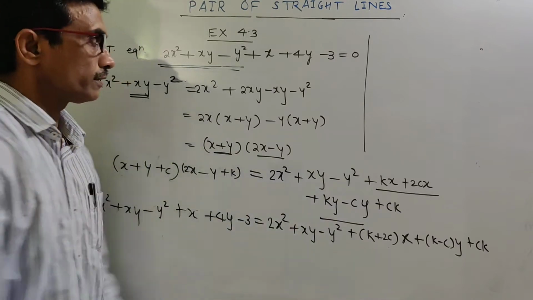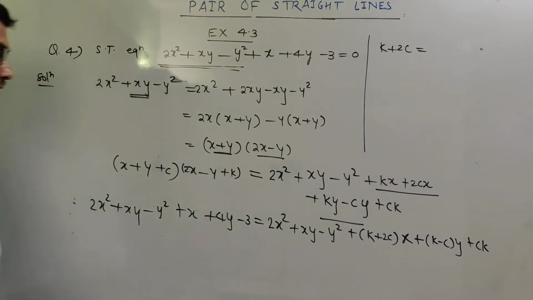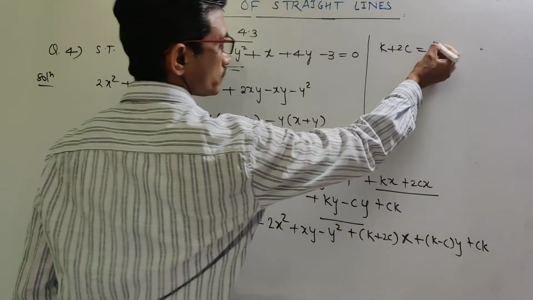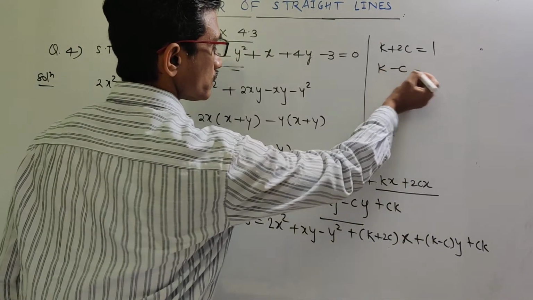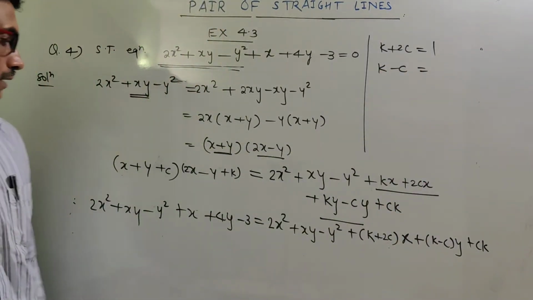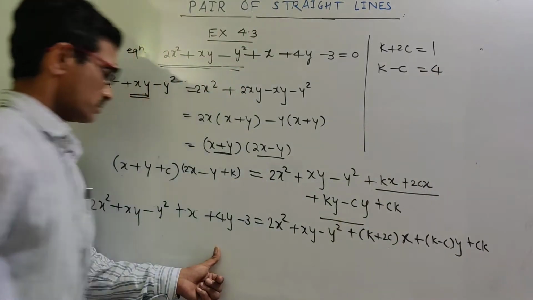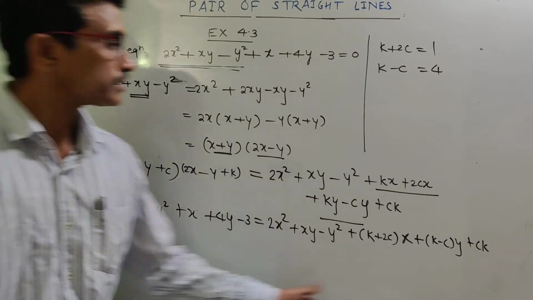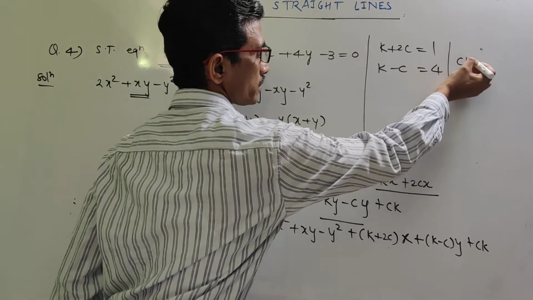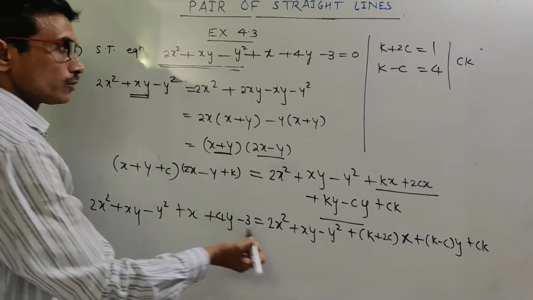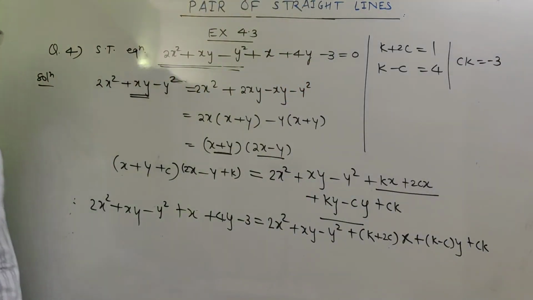Now k plus 2c is equal to the coefficient of x, which is 1, and k minus c is equal to the coefficient of y, which is 4. And the last condition, c into k, is equal to minus 3.